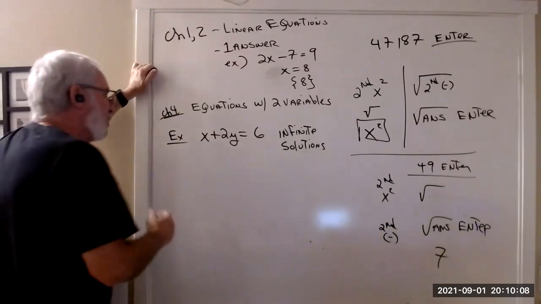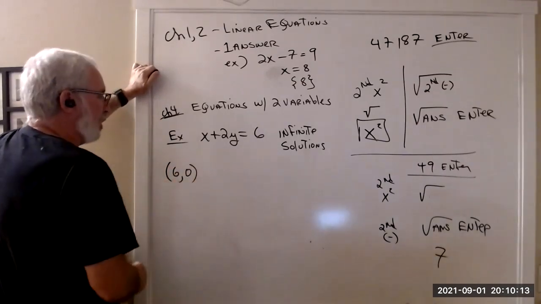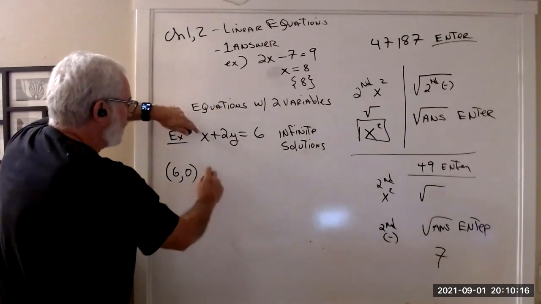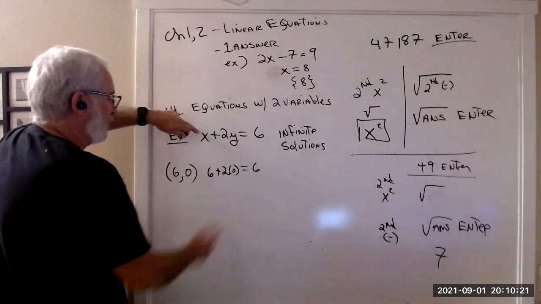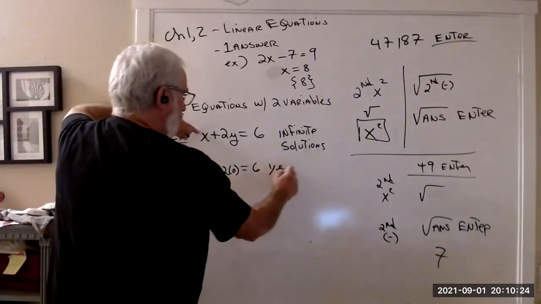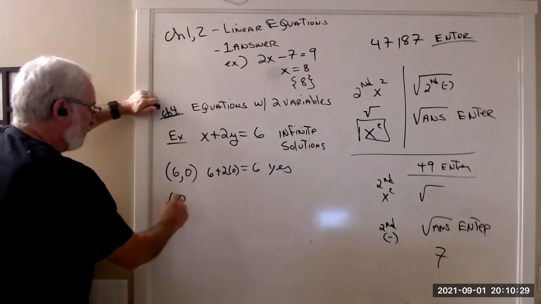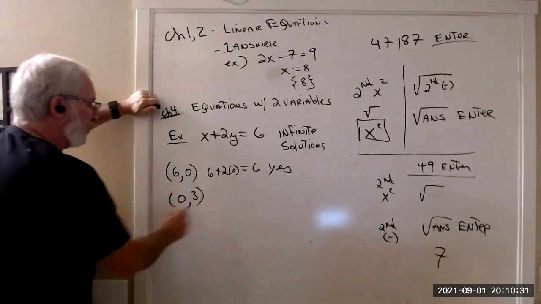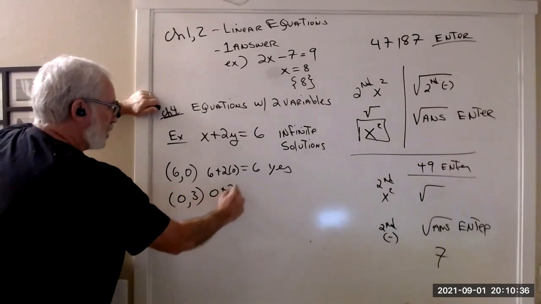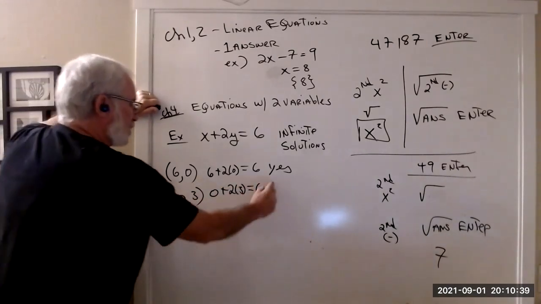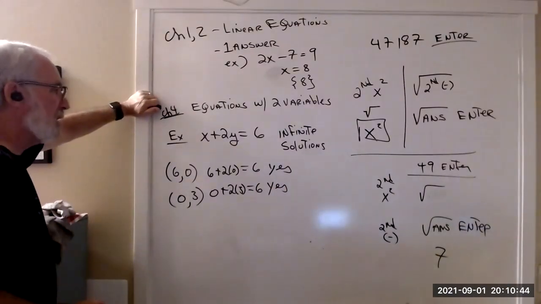For example, if x were 6 and y was 0, if you plug that in, you have 6 plus 2 times 0 equals 6. Well, that works. That's true. What if x was 0 and y was 3? So we have 0 plus 2 times 3 equals 6. That's a yes. And there's many, many more.